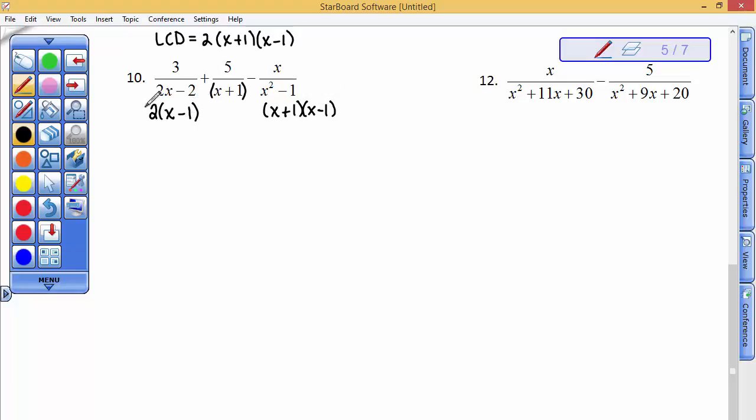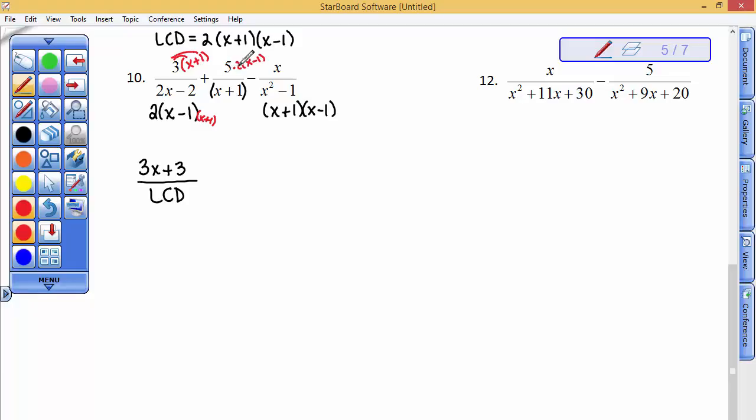So this first fraction right here has the 2 and the x minus 1, but it's missing the x plus 1. So I'm going to take the shortcut and just show that I have to multiply the 3 times the x plus 1, and that will be a 3x plus 3. Please know now that that fraction has the full LCD because that fraction now has the x plus 1 as well. See this fraction right here, the 5? It only has the x plus 1. So it needs the 2 and the x minus 1 in order to be complete.